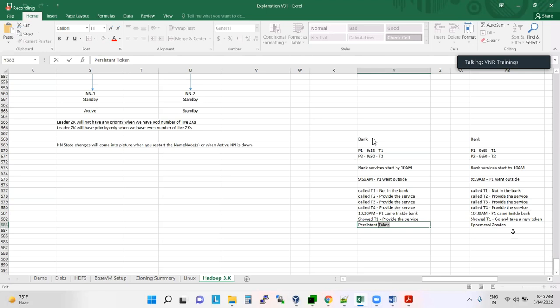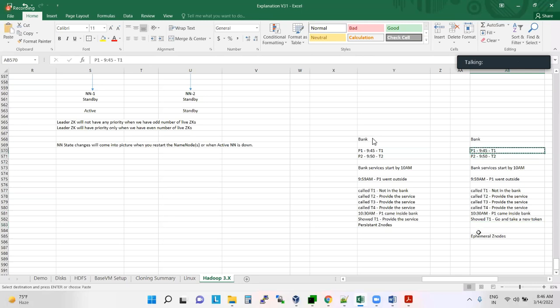A gnode is nothing but a token. Persistent gnode, ephemeral gnode. Persistent gnode means even if your time is expired, your token is still valid. But with an ephemeral gnode, when they call you and your time has expired, you cannot use the same token. You need to take a new token, and the new token will be served.